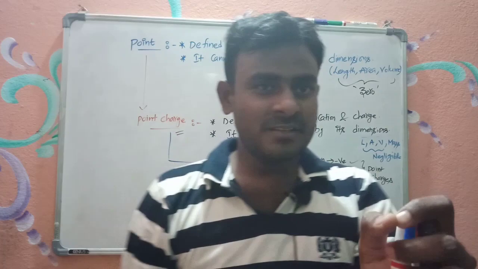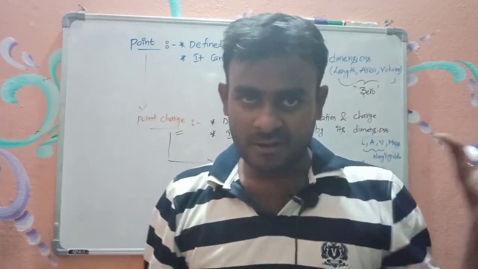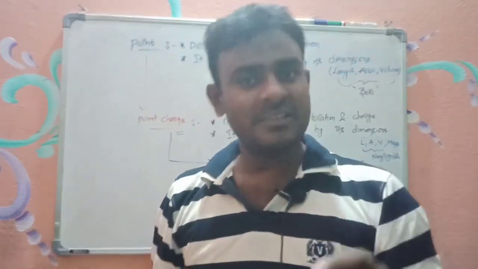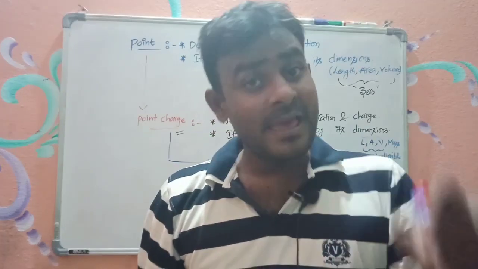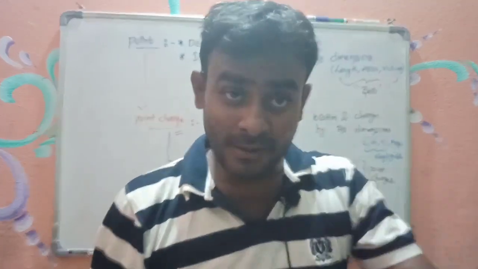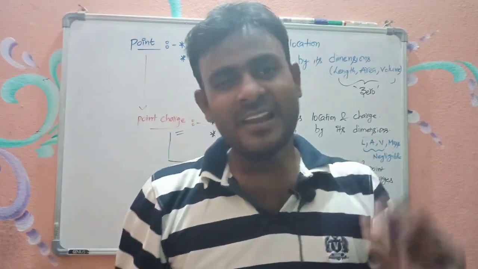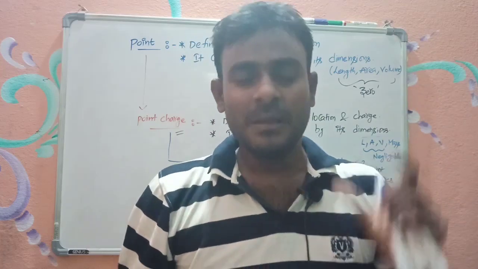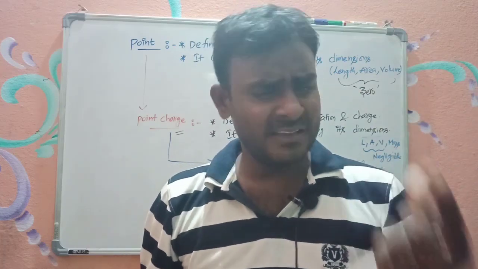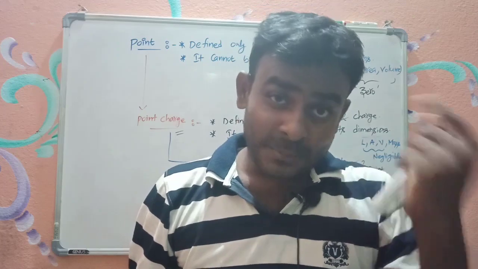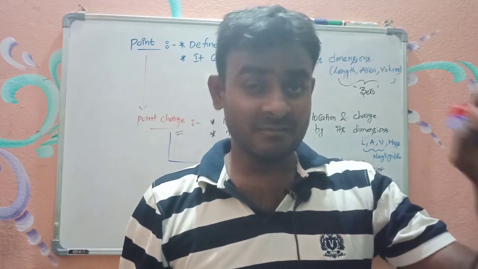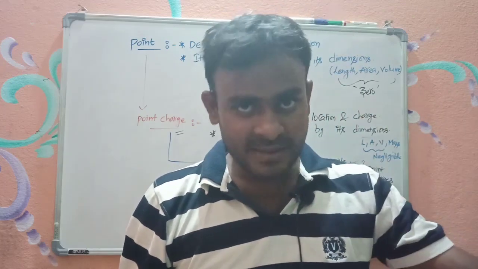Okay, so this is the first way of understanding the point charge. Point charges practically do not exist, but we can consider the electron and protons as point charges because they have very small dimensions, meaning their size is very small. They can be defined only by their location and charge, but not by their dimensions.